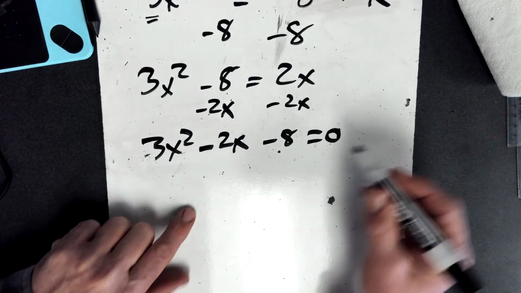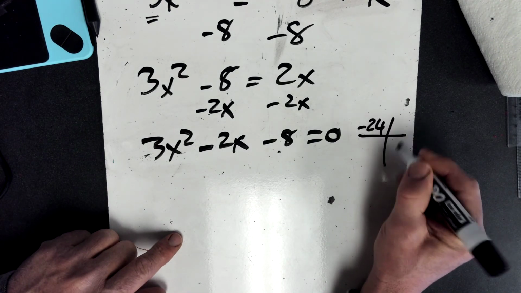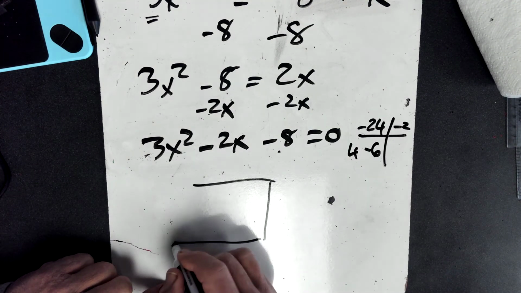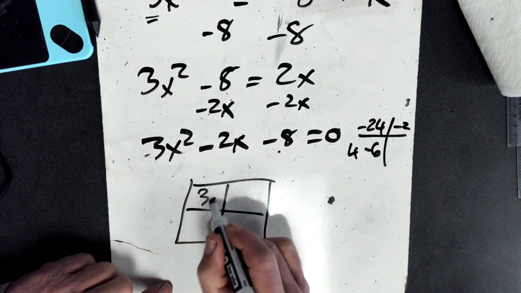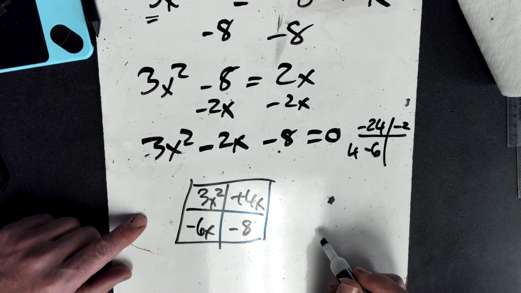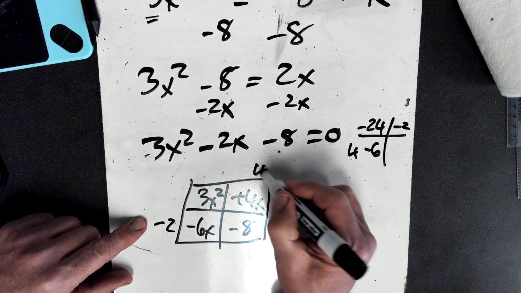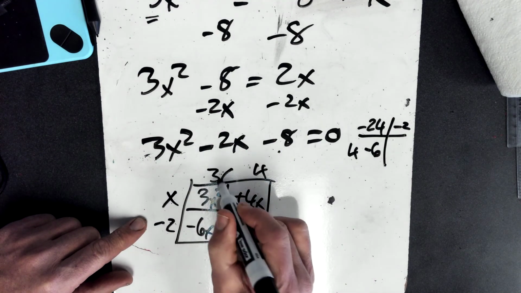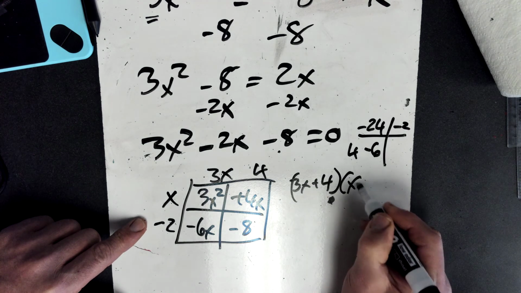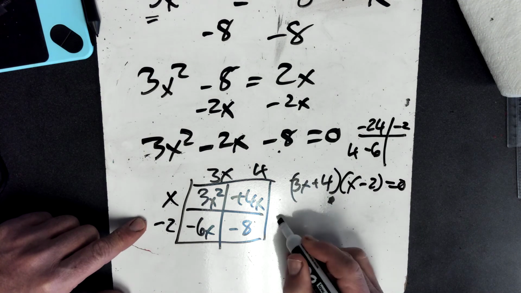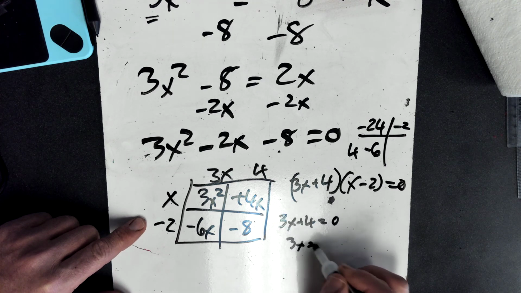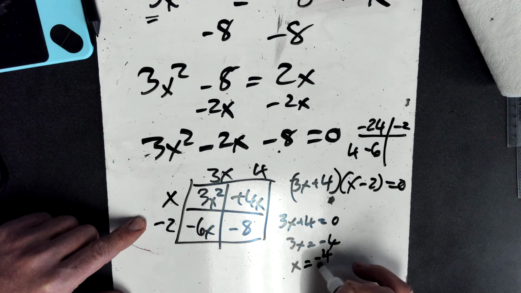Okay, so I've got factors of negative 24 that add to negative 2, which are 4 and negative 6. I can box it up. 3x squared plus 4x minus 6x minus 8. I got a negative 2, a 4, an x, and a 3x. So my factors are 3x plus 4 and x minus 2 equals 0. So then 3x plus 4 equals 0. 3x equals negative 4. x equals negative 4/3.